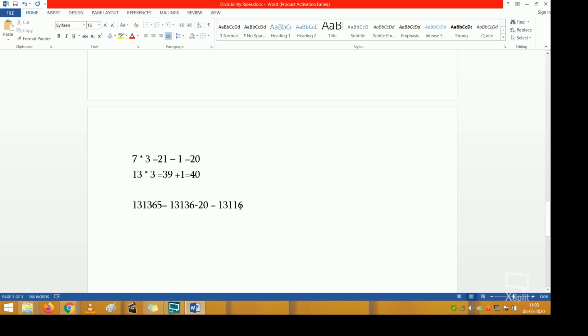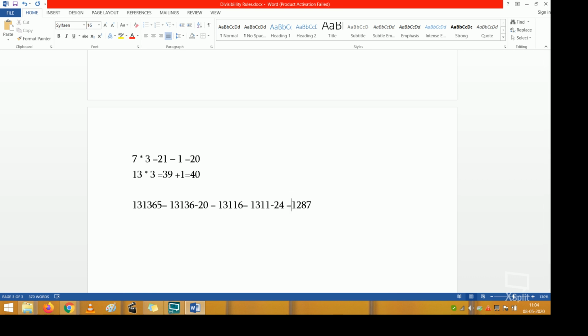And then what you do is multiply it by 4, you will get 24. So what happens is you will do 1311 minus 24. Now what is 1311 minus 24? You will get 1287. Okay, 1311 minus 24 is 1287.